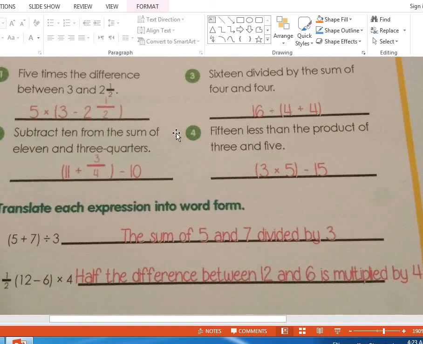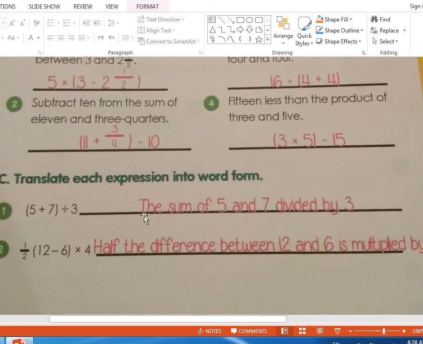Okay. 16 divided by the sum of 4 and 4. 15 less than the product of 3 and 5. 15 less than is subtracted from what? The product. Multiply 3 times 5, the product. The answer of this multiplication means the product minus 15.